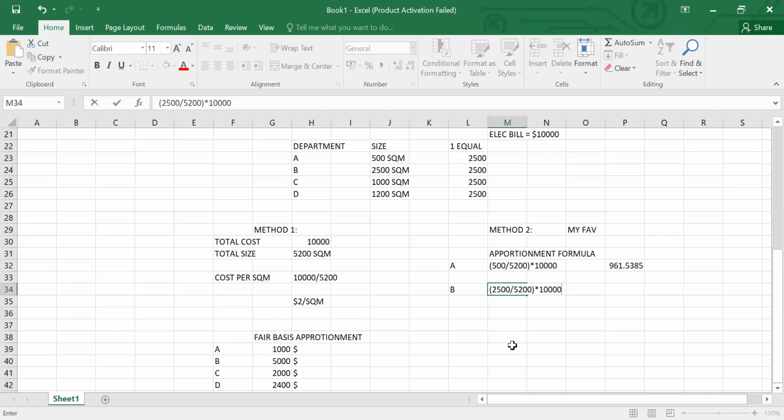multiplied by 10,000. So when I apply this in the formula, it is going to be 2500 by 5200 multiplied by 10,000, and 4,800 something is the answer. The same is the process that you can follow for department C and department D. This is the apportionment formula method, and the first one was the fair basis apportionment method.